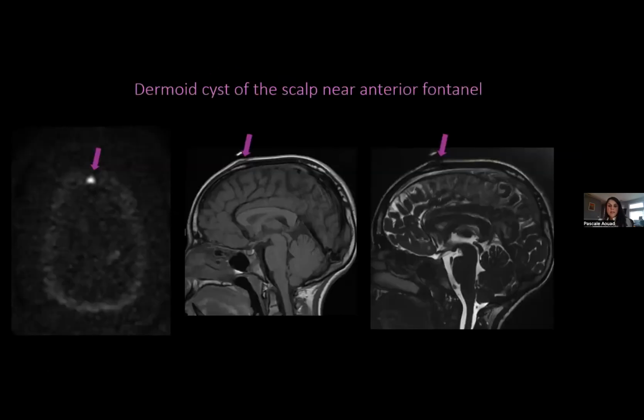This is an example of a dermoid cyst. So as we said, dermoid cysts tend to occur more in the midline and most commonly in the region of the anterior fontanelle, as we can see at this level on the sagittal T1 and CISS imaging. And there is corresponding restricted diffusion. In this case, there is no intracranial extension.